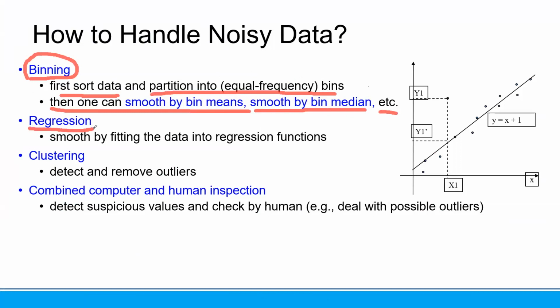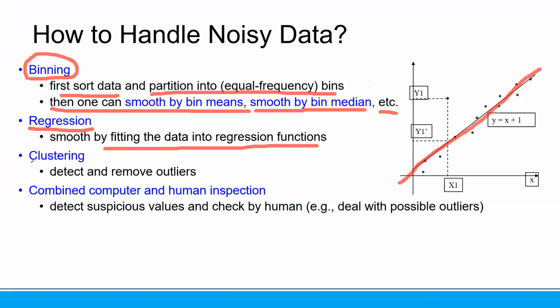The second way is to do regression. What is the Korean? Hegi bunseok. So we can do regression by fitting the data into regression functions. Let's say I have this regression function. If the data is too far from the model, we can remove it, or we can say that the data is noise.